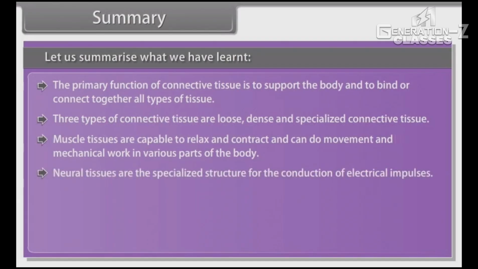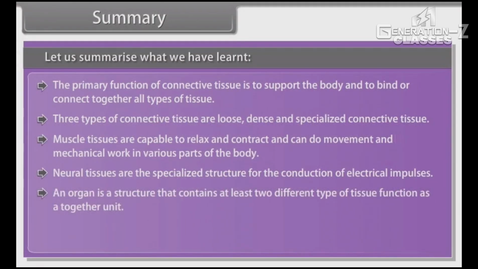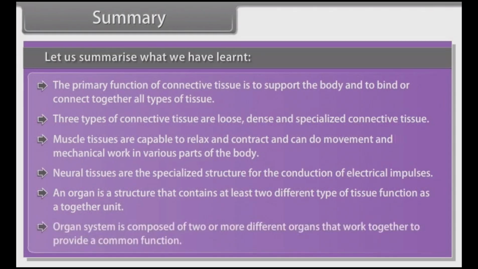Neural tissues are the specialized structure for the conduction of electrical impulses. An organ is a structure that contains at least 2 different types of tissue functioning together as a unit. An organ system is composed of 2 or more different organs that work together to provide a common function.